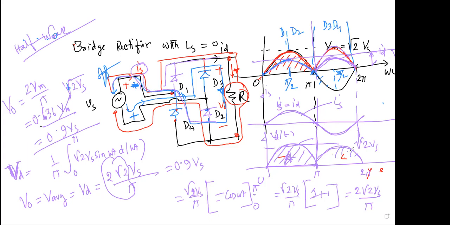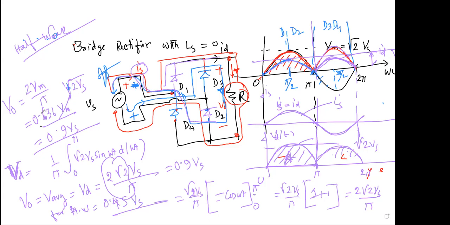Yes, Vm by pi. Yeah, that means 0.45. For half wave it should be 0.45 Vs or Vm by pi. Is it clear to you?